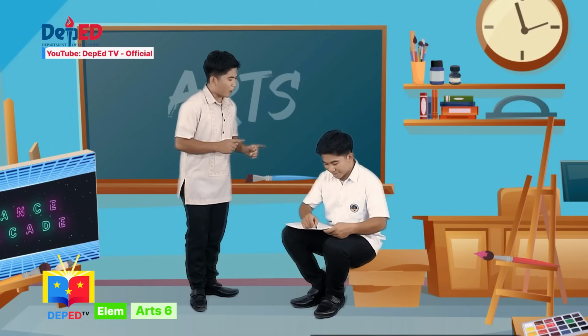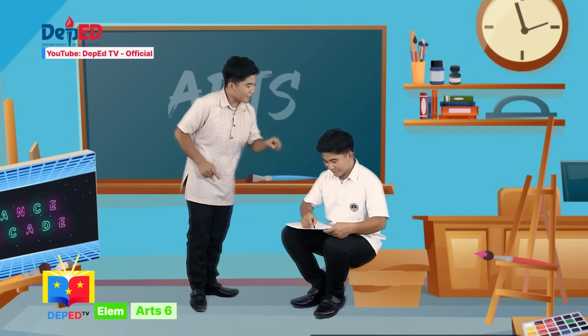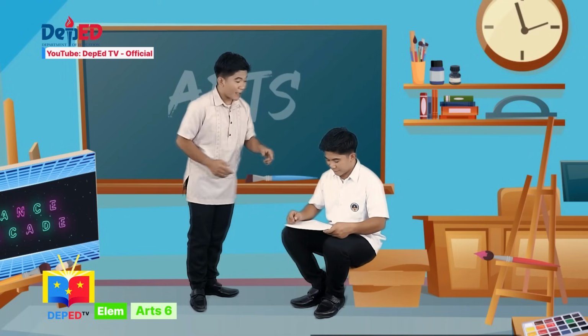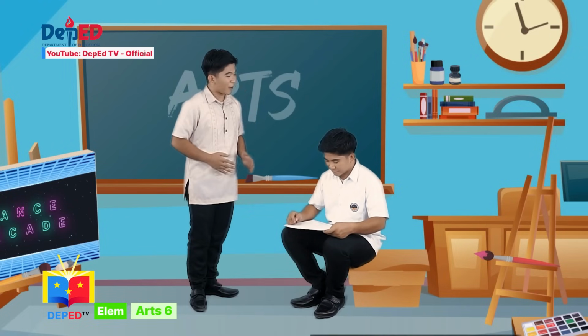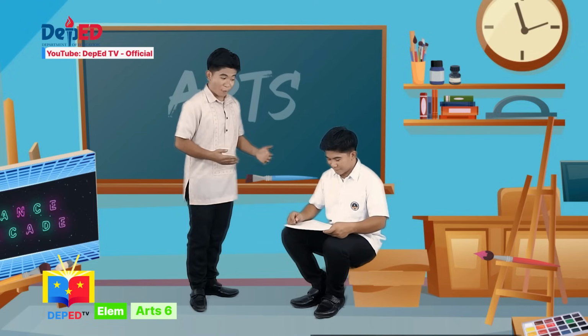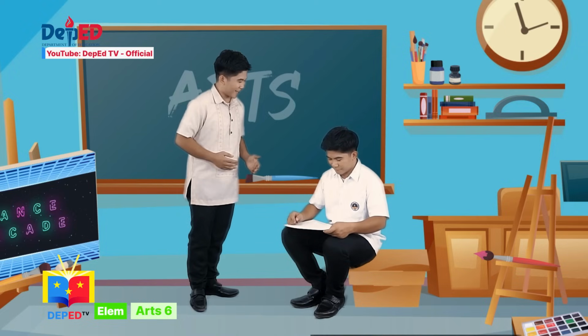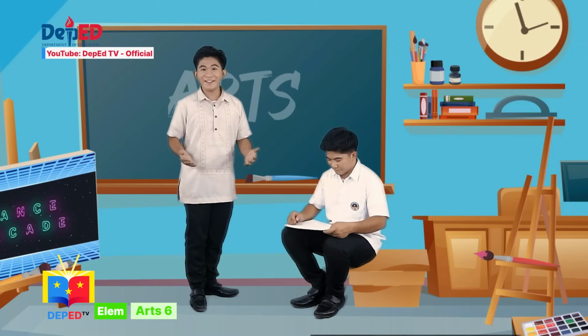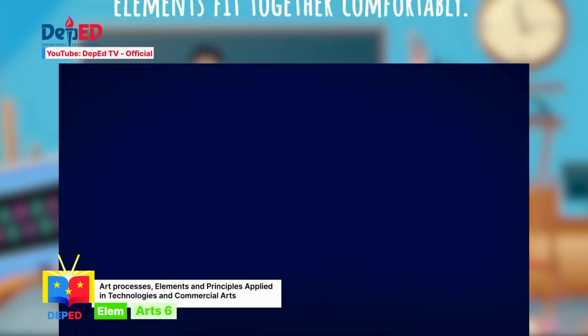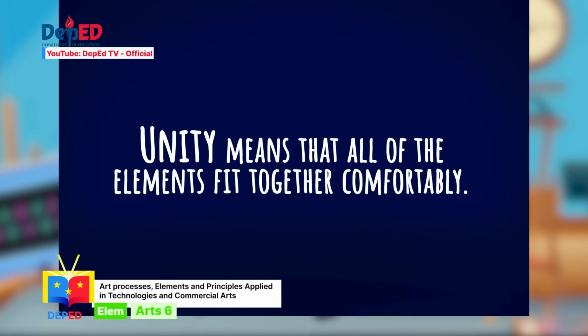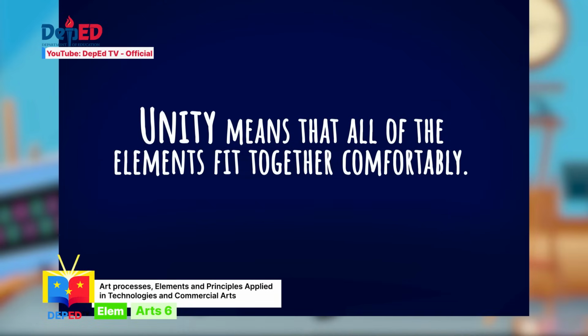John, I think you need to add some space here. It gives your artwork a comfortable feeling. We call it unity. Unity means that all of the elements fit together comfortably. Your artwork must be harmonized in order to be united. Thank you, teacher. I will do that.